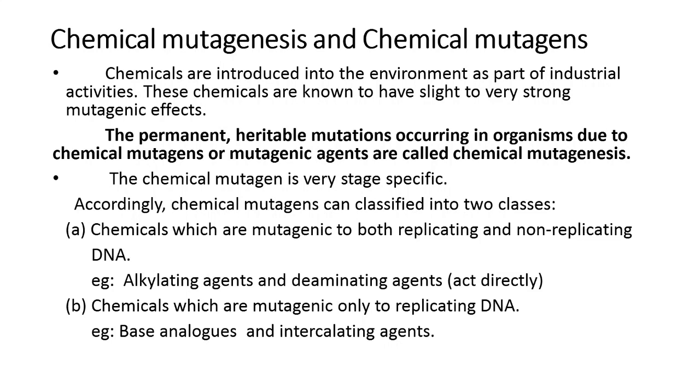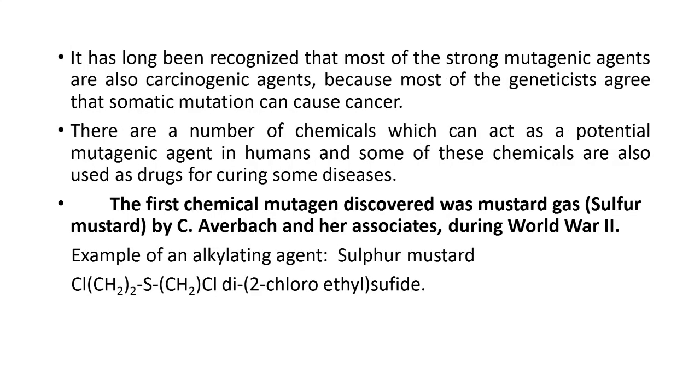The chemical mutagen is very stage specific. Accordingly, chemical mutagens can be classified into two classes: chemicals which are mutagenic to both replicating and non-replicating DNA, for example, alkylating agents and deaminating agents, and chemicals which are mutagenic only to replicating DNA, for example, base analogues and intercalating agents.